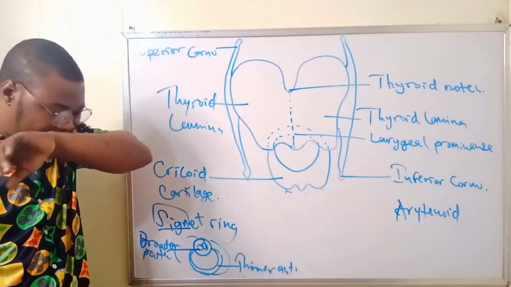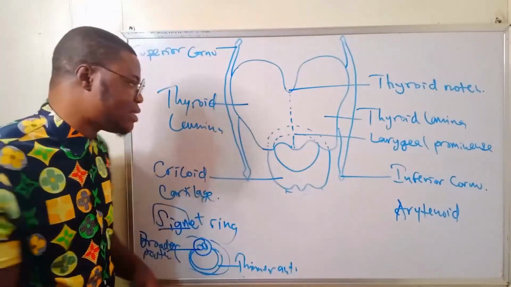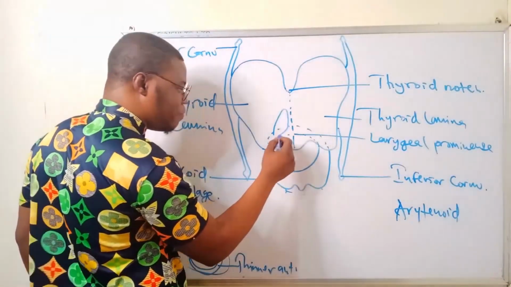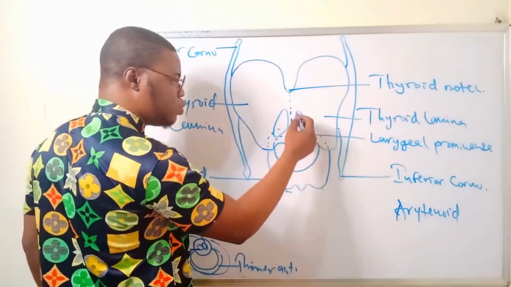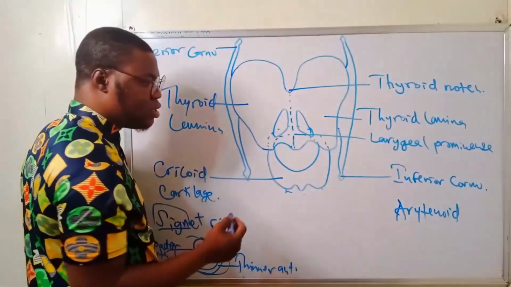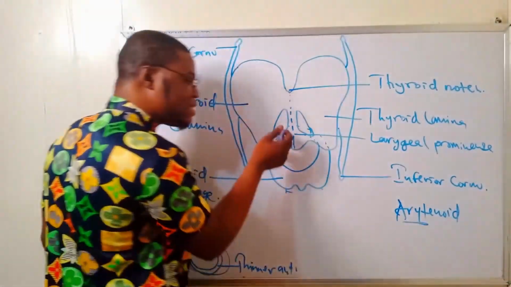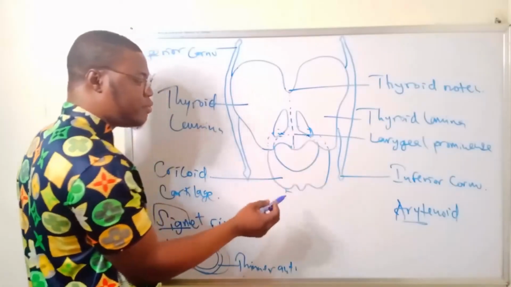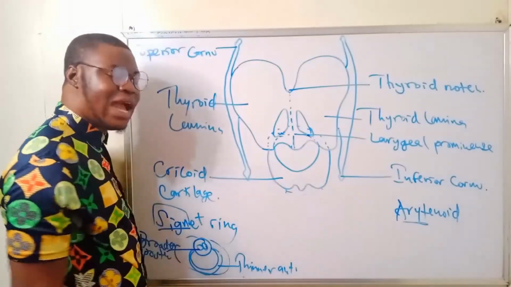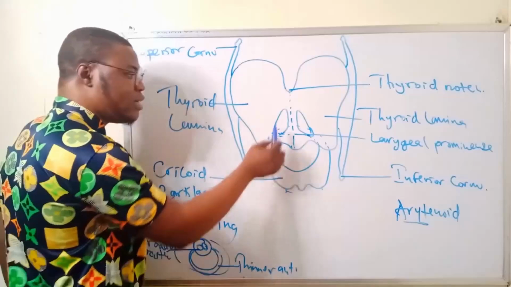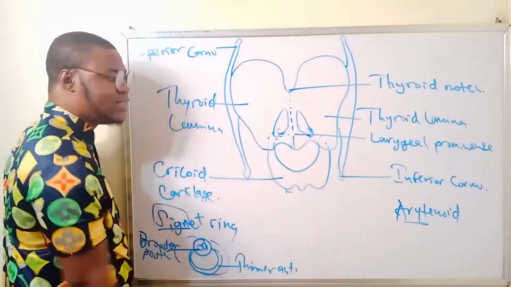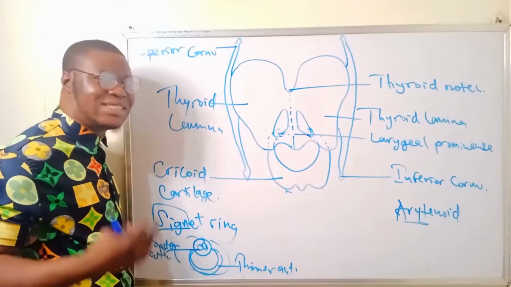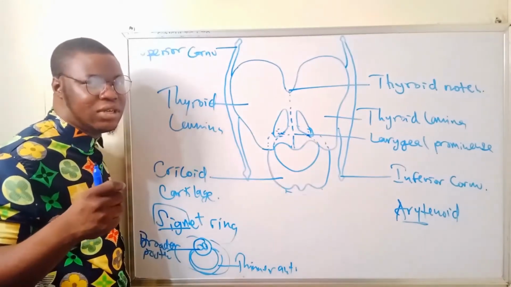Now, the point is that the arytenoid cartilages are a little bit pyramidal, and there are two, so they occur in pairs. The arytenoid cartilage occurs in pairs, and it sits on the posterior part of the cricoid cartilage. I hope you are getting that. So the arytenoids sit on the posterior part of the cricoid cartilage. And now what are they doing there? They are serving as an attachment for something.